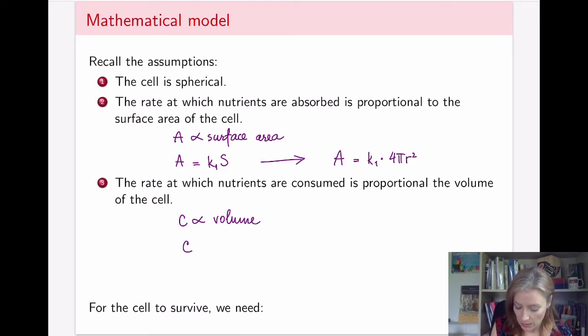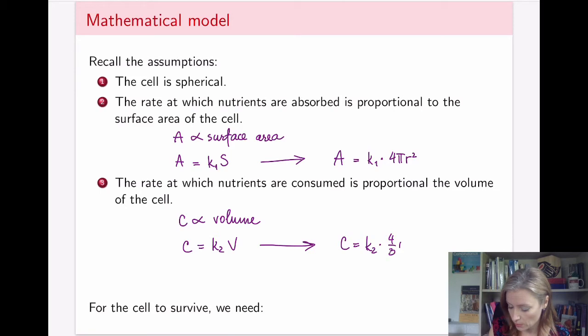This again means that I have C is equal to some constant, let me call it K2 here. It's some positive constant, times the volume. And once again, because it's a sphere and I know what the volume is, I can rewrite this fully in terms of the cell's radius. Okay, so here K1 and K2 are positive constants. So let me just make sure that we're on the same page with that, positive constants.